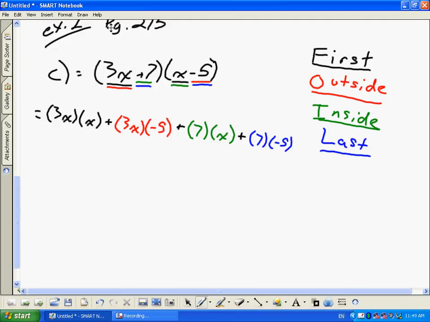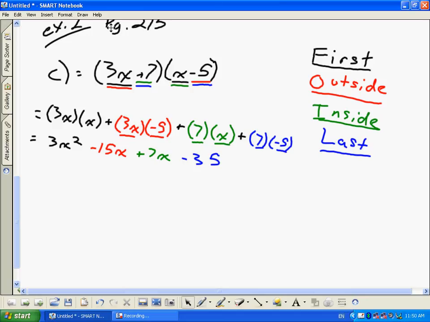Go ahead. Okay, so now that we've set this up, it's simple as doing the multiplication and simplifying the terms. So I have 3x times x. That's going to be 3x squared. I have 3x times negative 5, negative 15x. I have 7 times x, positive 7x. And I have 7 times negative 5 is negative 35.